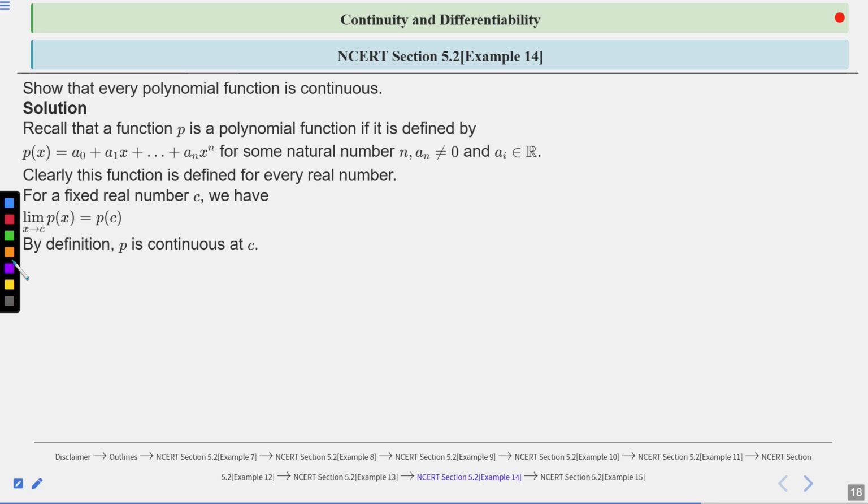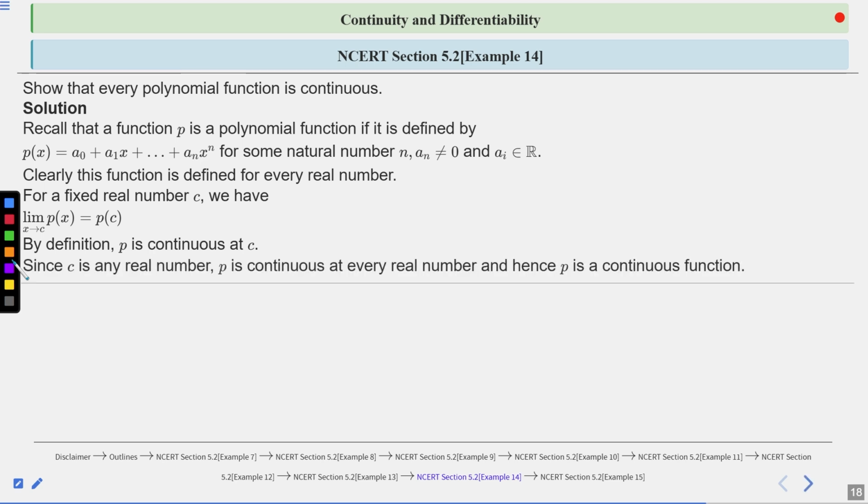So by definition, p is continuous at c. Since c is any real number, p is continuous at every real number, and hence p is a continuous function.